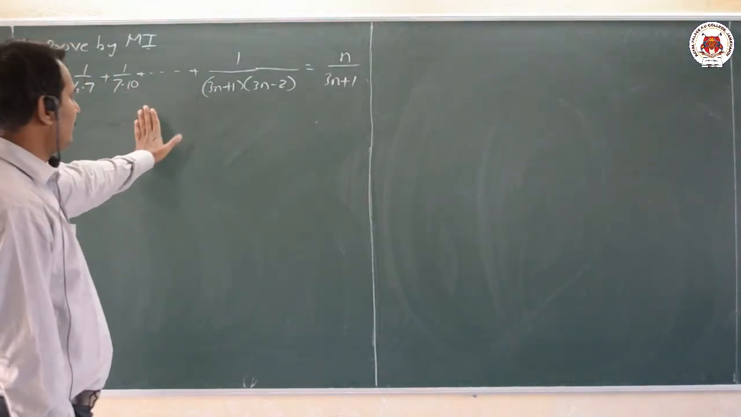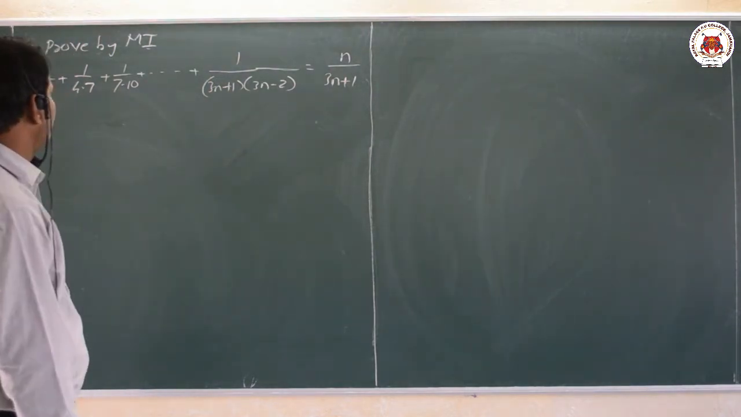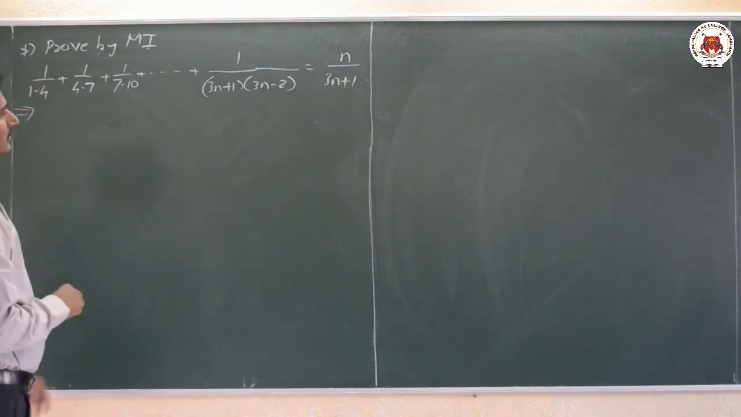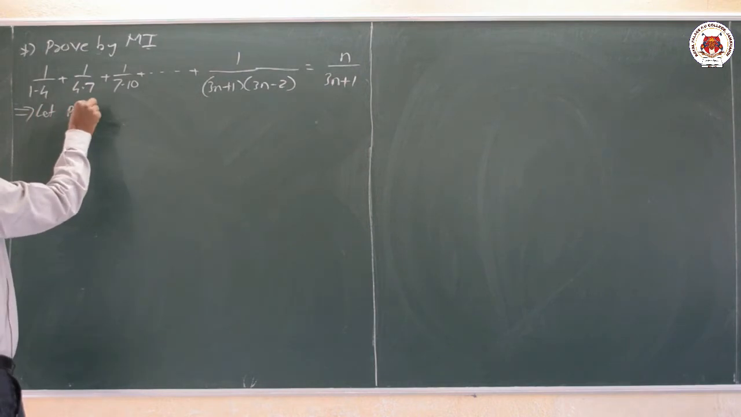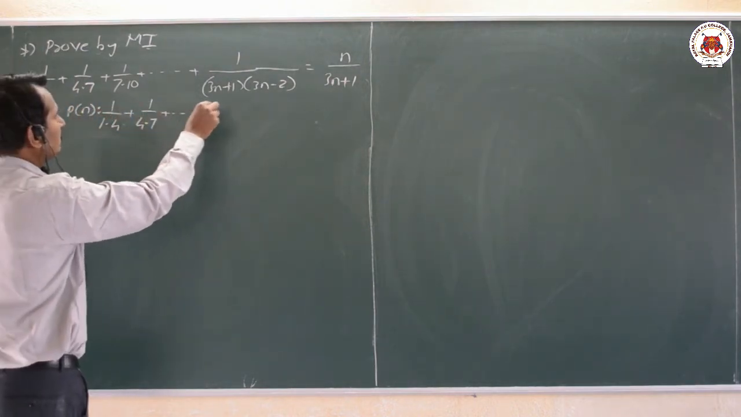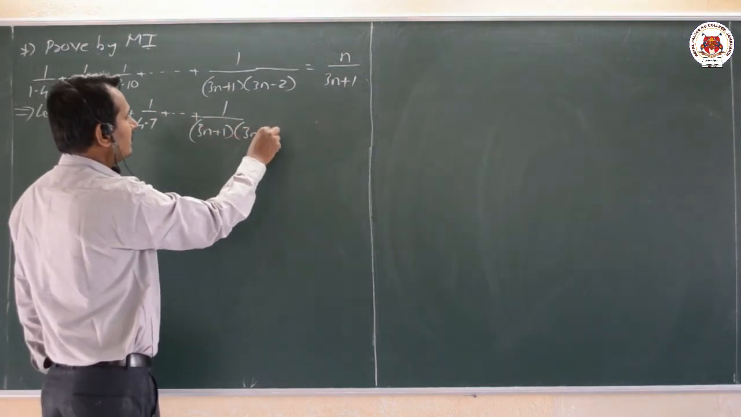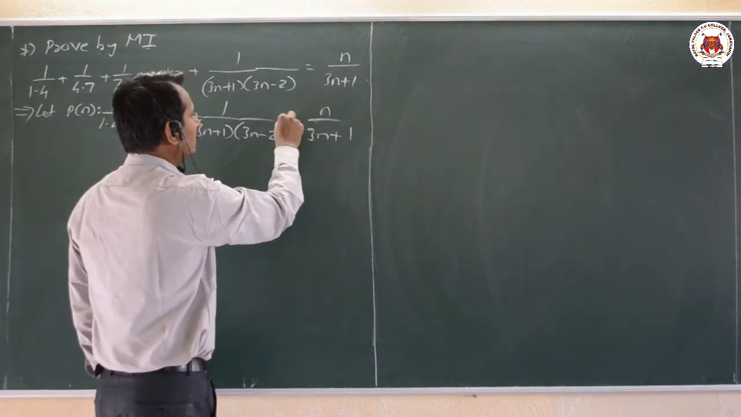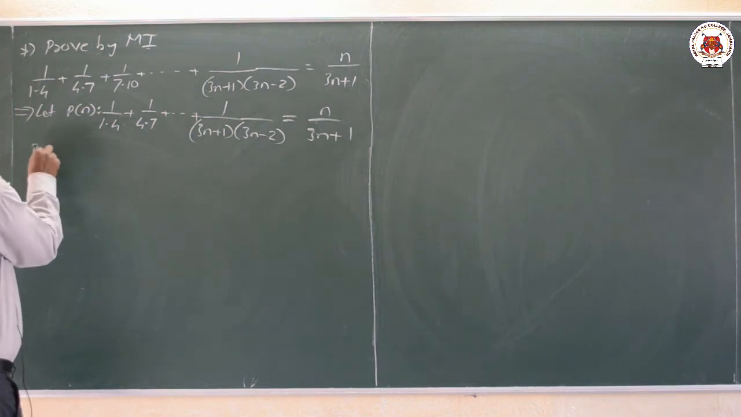This problem is also very important, asked in a question paper for 5 marks. Dear students, let us observe what we have in this particular problem. Let us take this whole problem as P of n, that is our statement: 1 divided by 1 into 4, plus 1 divided by 4 into 7, plus and so on, plus 1 divided by 3n minus 2 into 3n plus 1, equal to n divided by 3n plus 1. Now let us begin with our basic step.